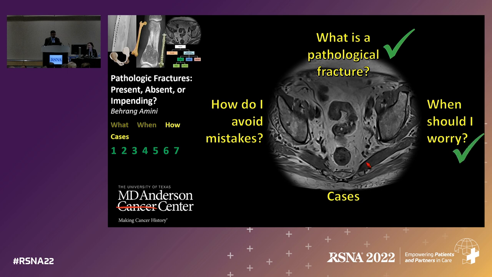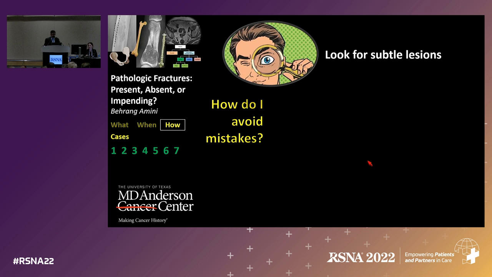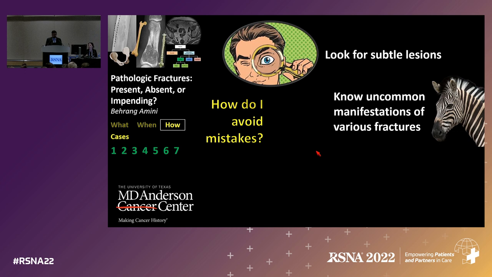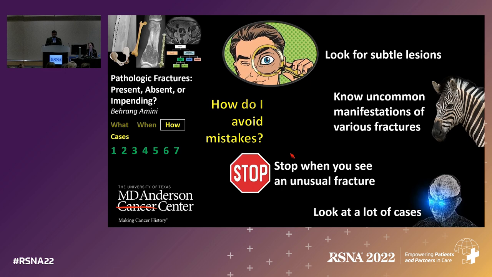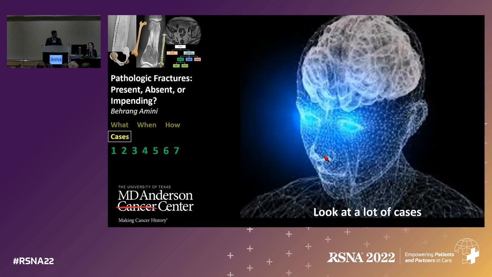All right, so we talked about that. How do you avoid mistakes? So look for subtle lesions. A lot of times you'll see a fracture and you're not sure if it's a pathological fracture, and then they go in and stabilize it, and then you're like, oh crap, this patient has widely metastatic disease. Now you've spread that tumor down the leg with the intramedullary nail. Not an uncommon manifestation of the different fractures. And then just stop when you see an unusual fracture and recommend additional imaging.